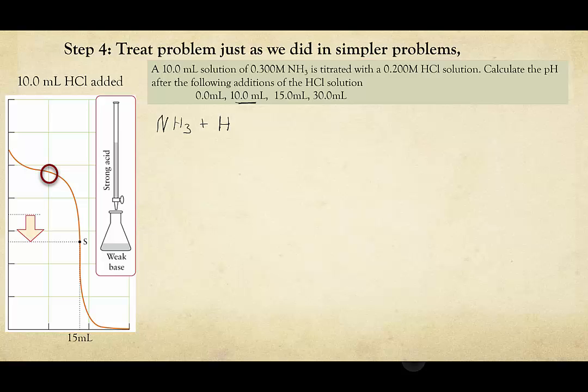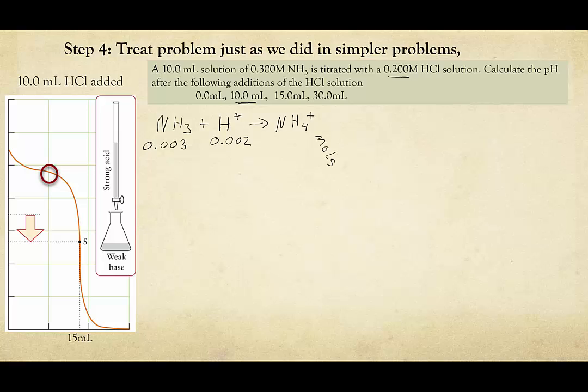I'm going to go ahead and leave the HCl as H+, since we know that Cl- is a spectator ion. Whenever we have a strong acid and a weak base in solution together, they're going to react to completion. Let's keep track of how many moles we have now. We initially had 10 mils of 0.3 molar, which leaves us with 0.003 moles of NH3. And then we added 10 mils of a 0.2 molar solution of HCl. This leaves us with 0.002.